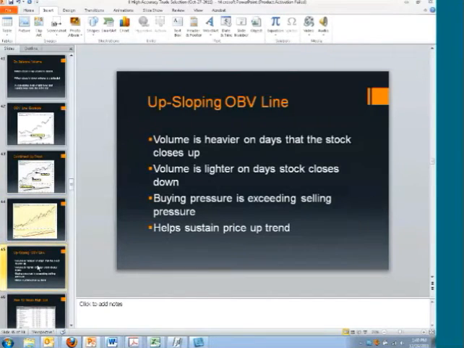So an upsloping on-balance volume line indicates that volume is heavier on days that a stock closes up, volume is lighter on days a stock closes down, and this indicates the buying pressure is exceeding the selling pressure, and this volume can help sustain the price uptrend.